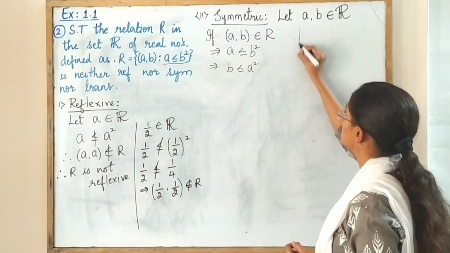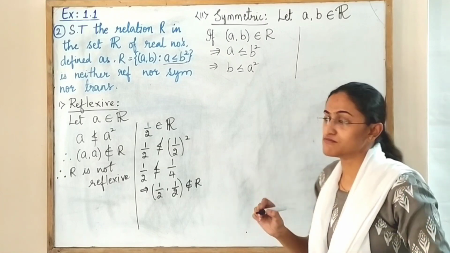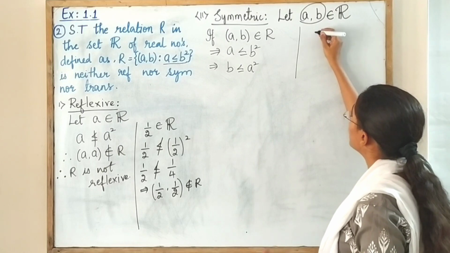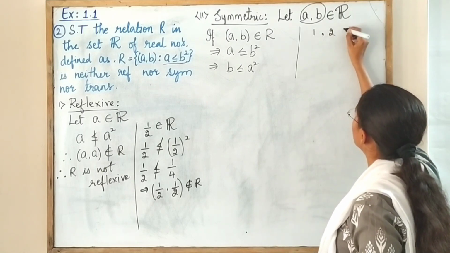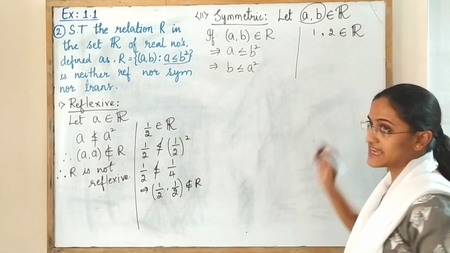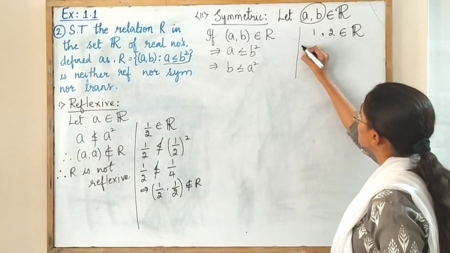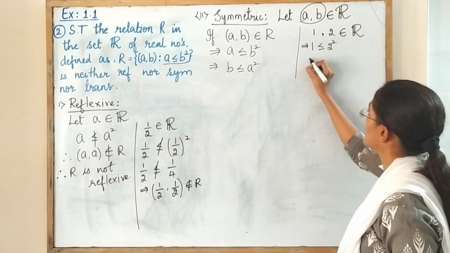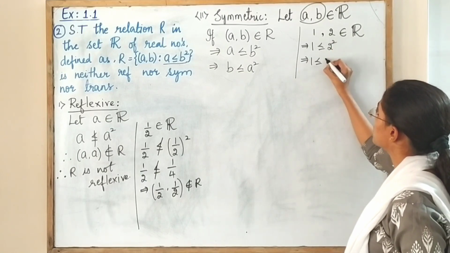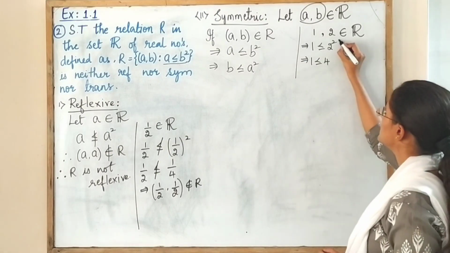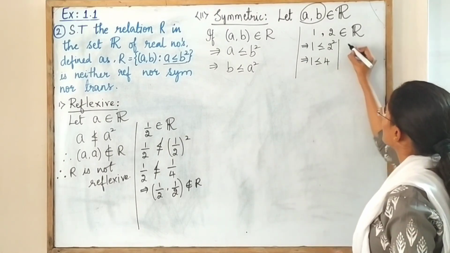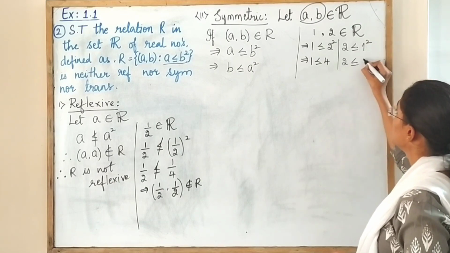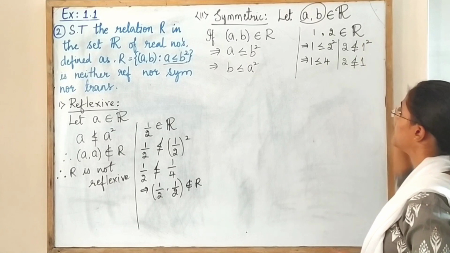We need to check again. Take randomly any two numbers, because for the symmetric you are selecting two numbers at a time. If I am selecting 1, 2, which is in the set of all real numbers, now for the first case, 1 is less than or equal to 2 square, that is, 1 is less than or equal to 4. Yes, this is the right statement. But if I am reversing, 2 less than or equal to 1 square, is this the right one? 2 is never less than or equal to 1, right?